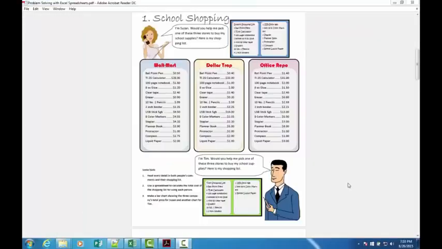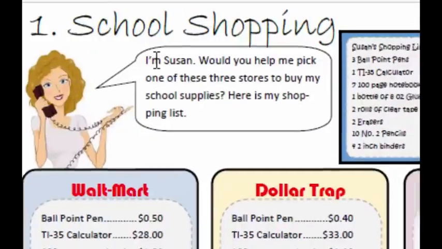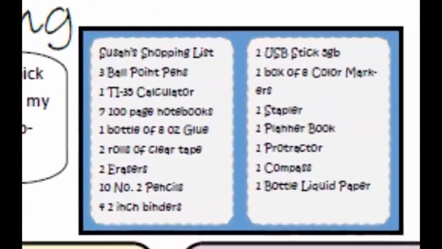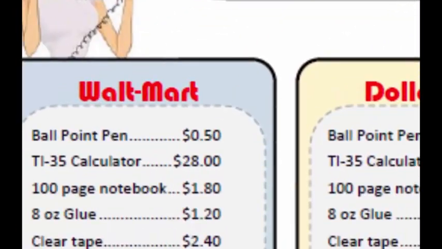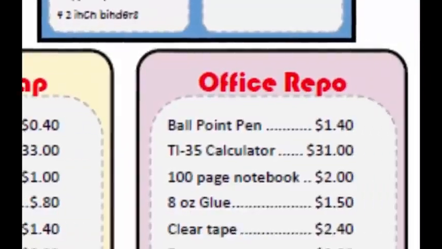In this first Excel problem, we're going to go on a shopping trip. And so we have a shopping list. Susan says, "I'm Susan. Would you help me pick one of these 3 stores to buy my school supplies? Here's my shopping list." And so to the right of the shopping list, you can see all the items that Susan would like to buy. Her choices are Walmart, Dollar Trap, and Office Depot.